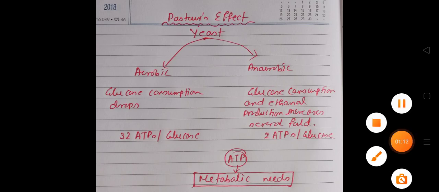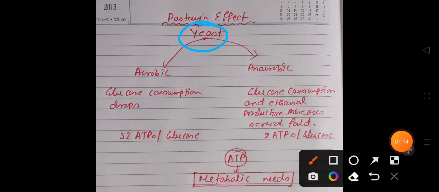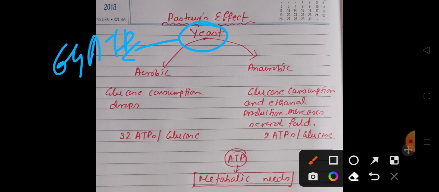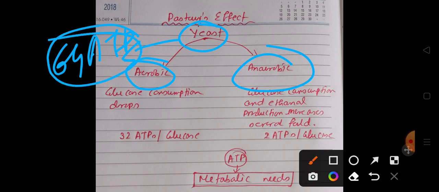Now, let's try to understand the entire idea with the help of a hypothetical situation. Let's suppose yeast needs 64 ATP to fulfill all its metabolic needs. So when yeast is growing in aerobic condition as well as in anaerobic condition, the initial goal of yeast for glucose consumption is to produce 64 ATP, right?